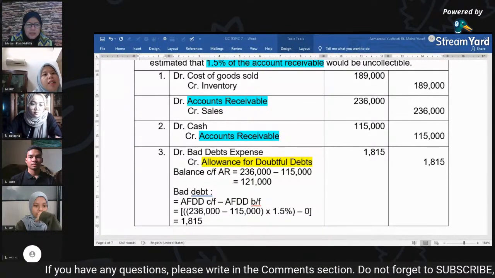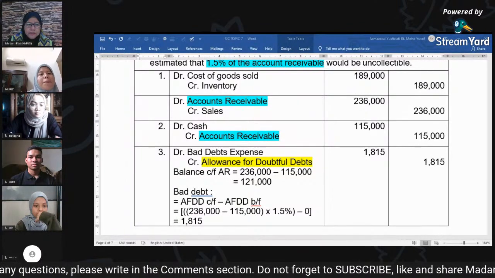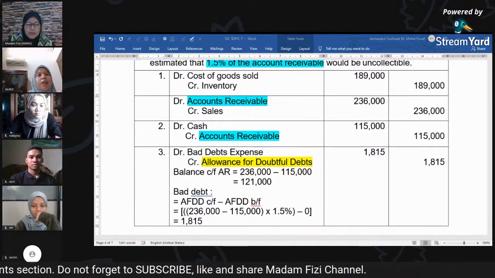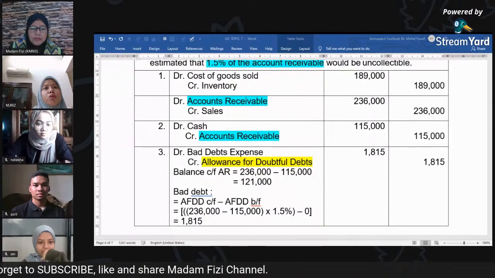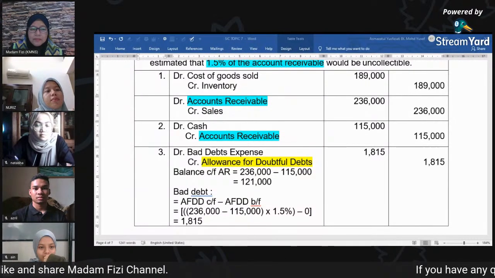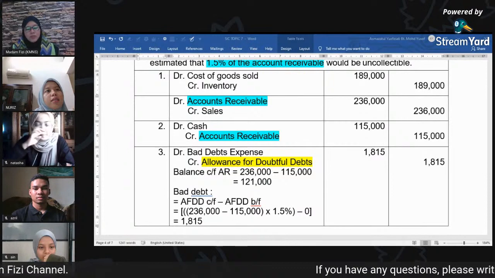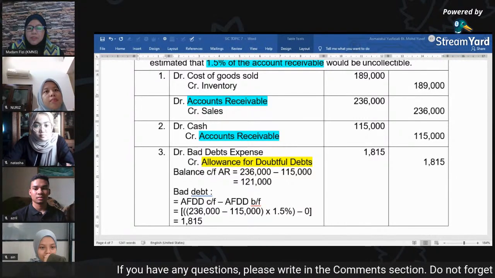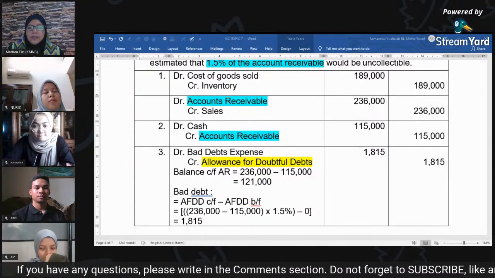Cikgu nak tanya boleh? Yang nombor 1 tu, kenapa dia guna cost of goods sold dengan inventory? Oh, okay. Good question. Sekejap saya tengok balik.